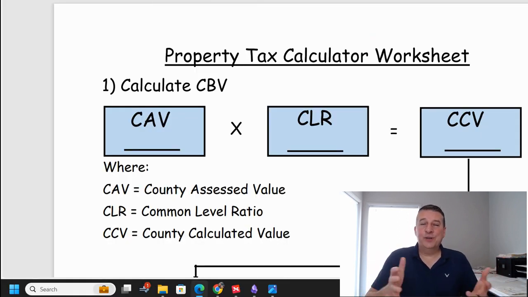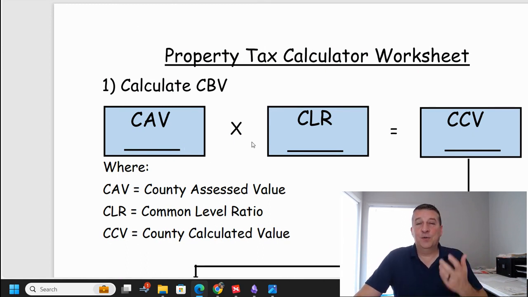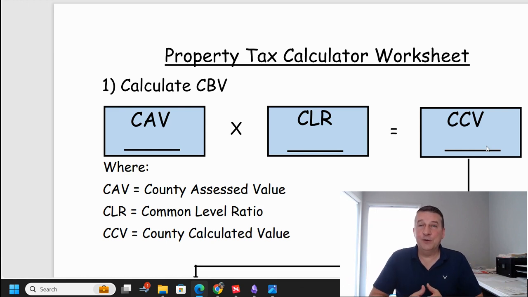Okay, so here we are on the property tax calculator worksheet. The CAV is the county assessed value. Again, you get that from your tax document whenever you go to pay your property taxes. You multiply that times the common level ratio, which is found on the Pennsylvania Department of Revenue website and changes every year. Video number 2 has more details on that. That equals your CCV, your county calculated value. The county calculated value is largely dependent upon what that assessed value was.